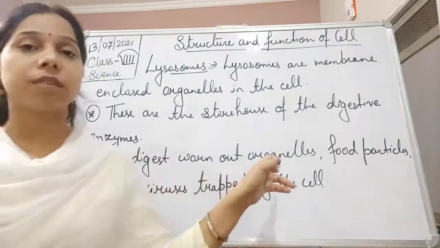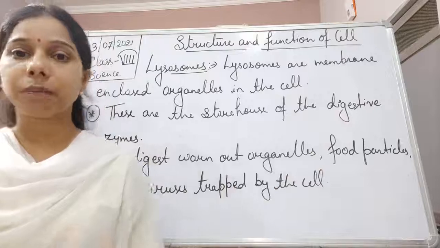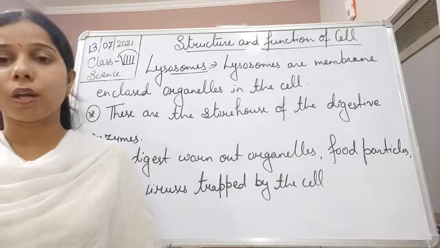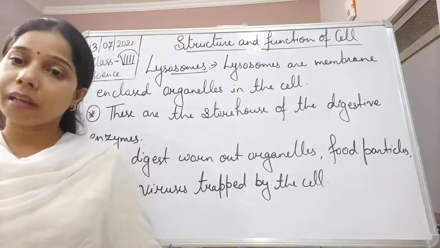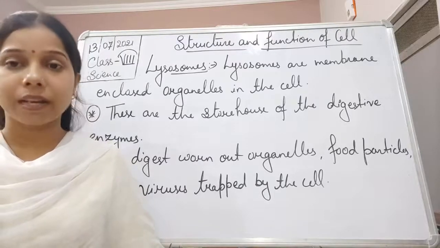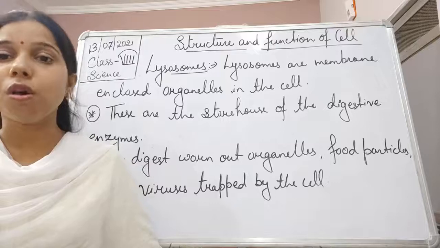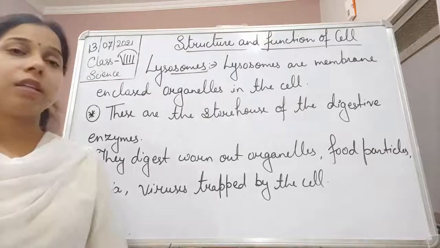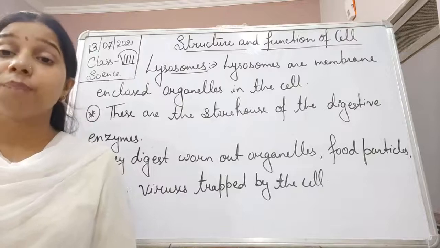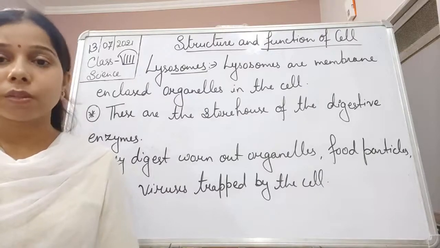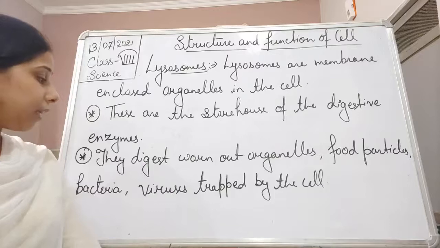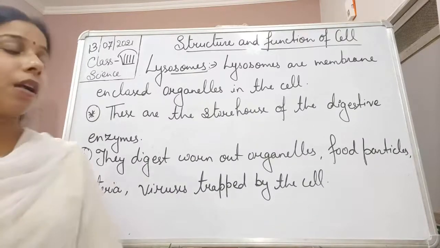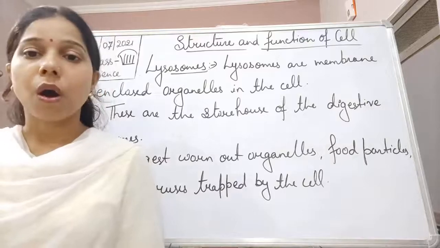So they digest the worn out cells, worn out organelles. What does that mean? Sometimes the cell organelles die or they are not working. So such dead cell organelles will also be digested with the help of the lysosome. So this is what, students, these are the functions of the digestive enzymes of the lysosome, in which we can say that the lysosomes consist of enzymes and they are responsible for digestion of all these things.